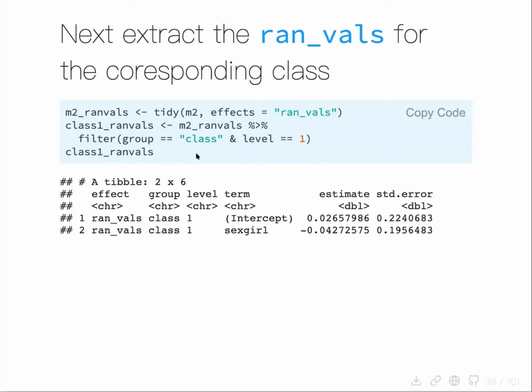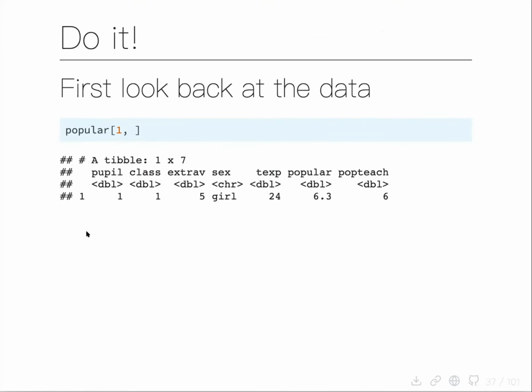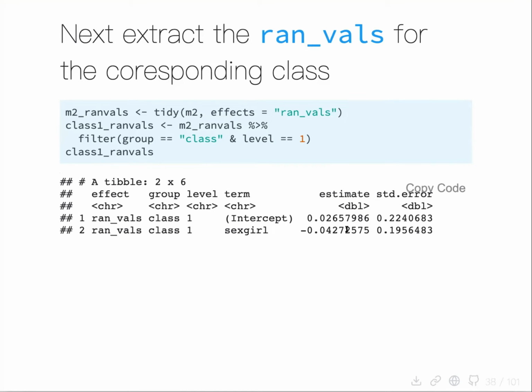But I'm doing it just for, so I'm getting all of them, but then I'm saying just for class one, where group is equal to class and level is equal to one, all right? And that's because I want to predict this data set. So class is one. So now I get these estimates. So the intercept for class one is 0.02. That's the intercept offset, what I've called the offset. And for sex girl it is negative 0.04.